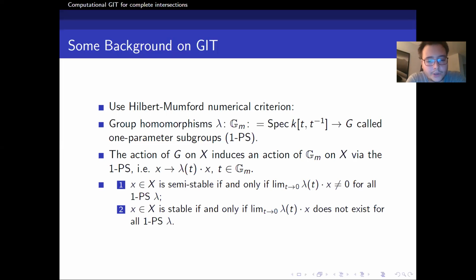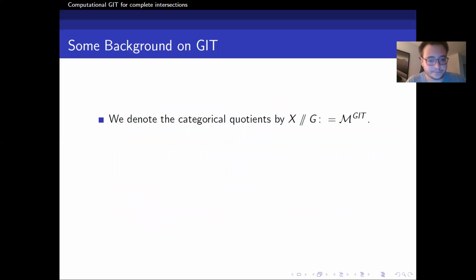A point x in X is semi-stable if and only if the limit as t goes to 0 of lambda(t) acting on x is non-zero for all one-parameter subgroups. In a similar way, a point x is stable if and only if this limit does not exist for all one-parameter subgroups. This makes the study of the GIT much easier, in order to find these stable and semi-stable points.